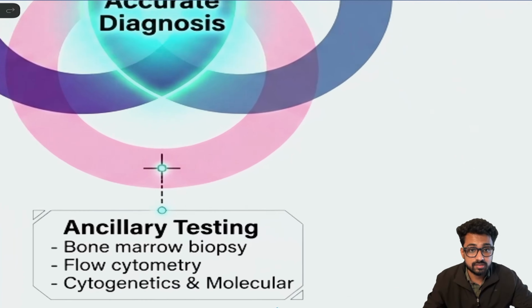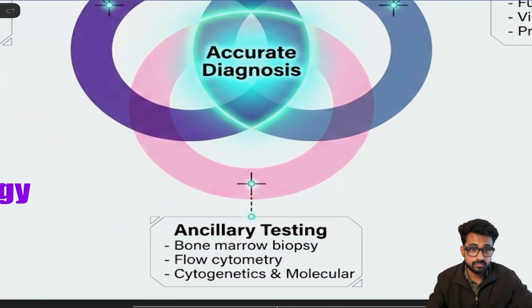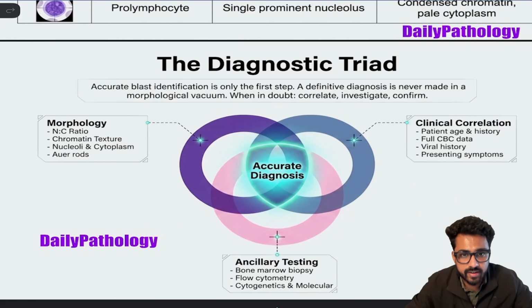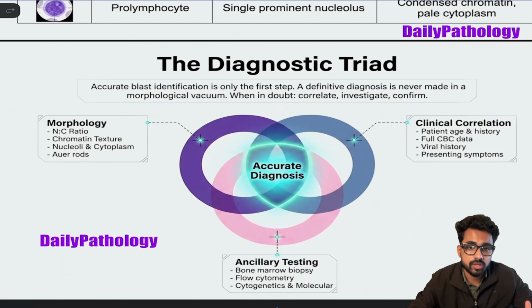And lastly, the ancillary tests. These are bone marrow biopsy, flow cytometry, cytogenetics, and molecular studies. These are very important. So together, this diagnostic triad will help you diagnose leukemia or lymphoma.